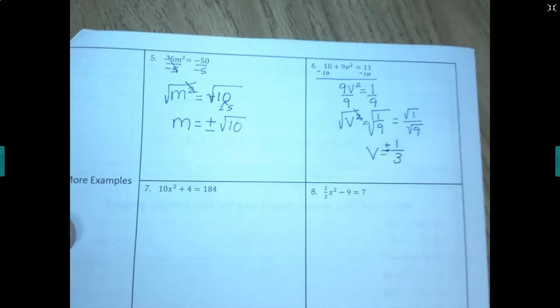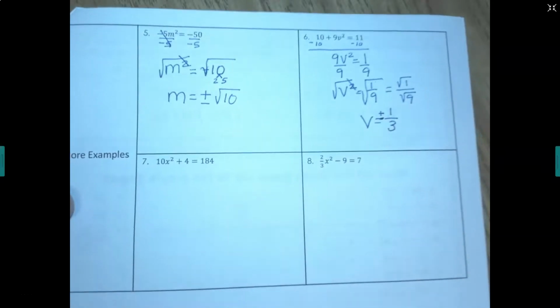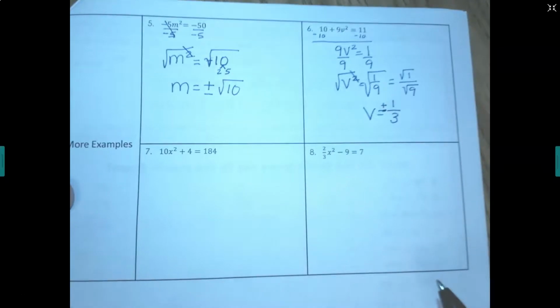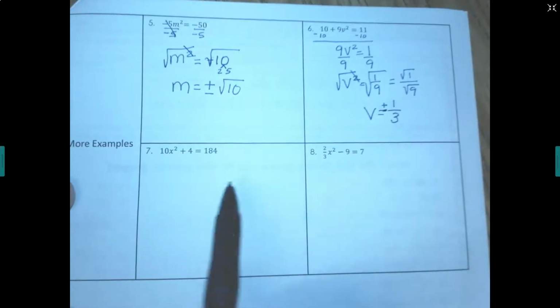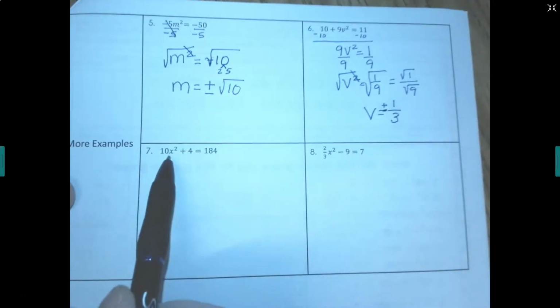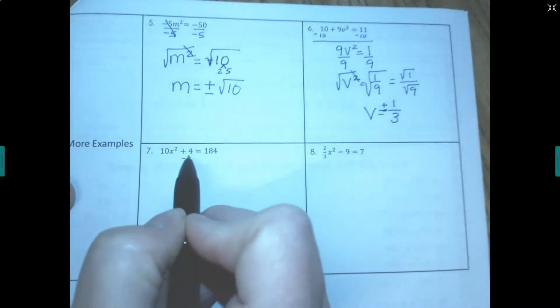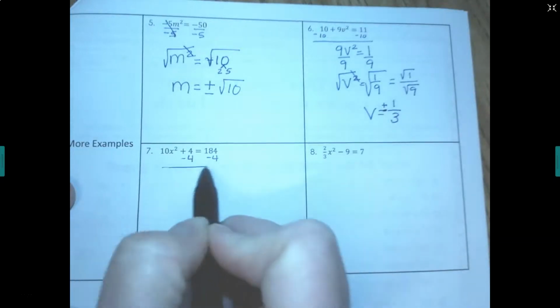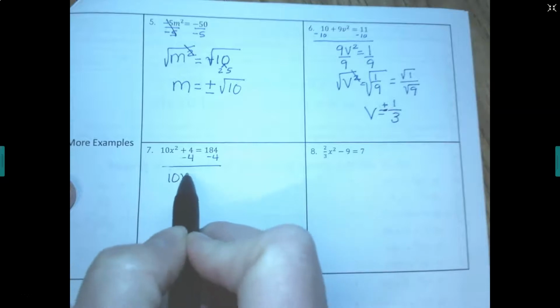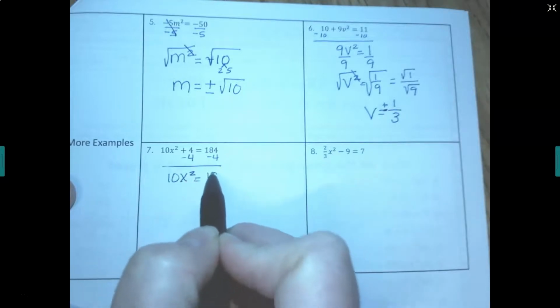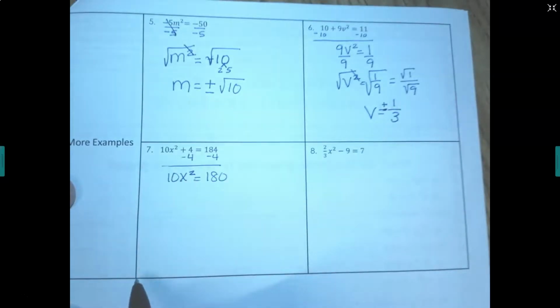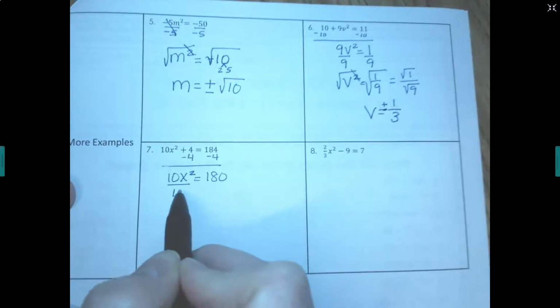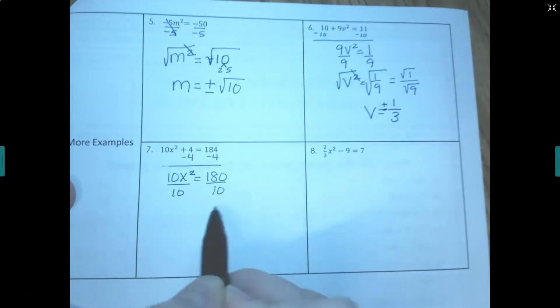Okay, let's keep trying some of these examples. We're going to be able to simplify some of these too. So we're trying to get to x squared. Subtract 4 from both sides. You get 10x squared equals 180. We're trying to get x squared alone, so divide by 10.